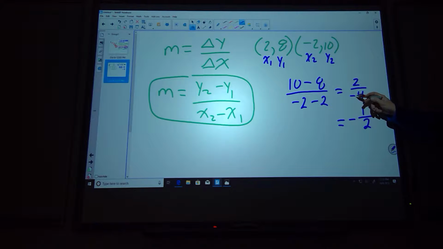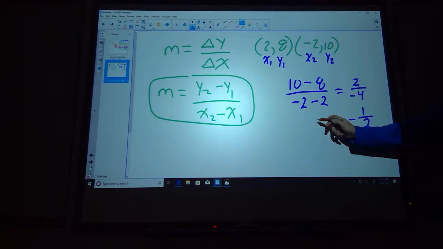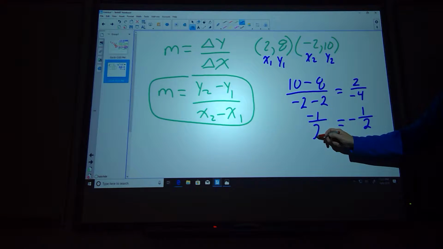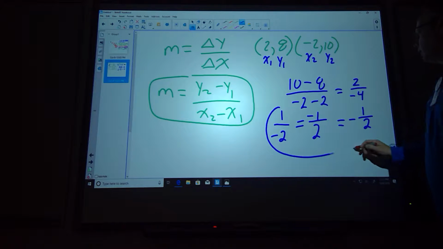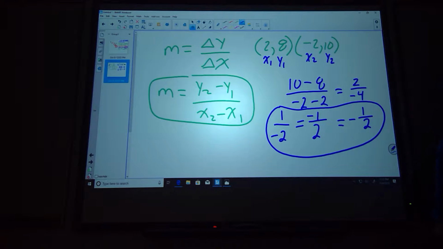Uh-oh. How did I move the negative from the bottom up to the middle? Well, this is the same thing as saying this, right? Which is also the same thing as saying this. Which answer is correct? Yeah, you pick. I can figure out what you're doing.